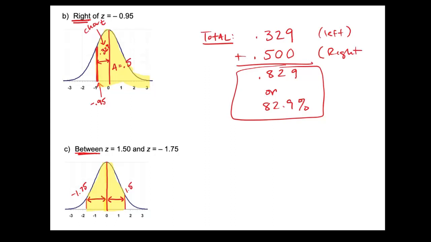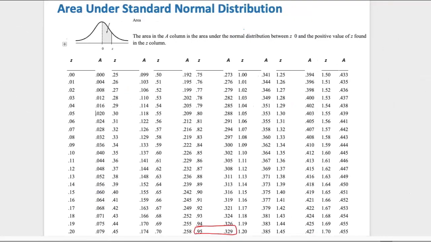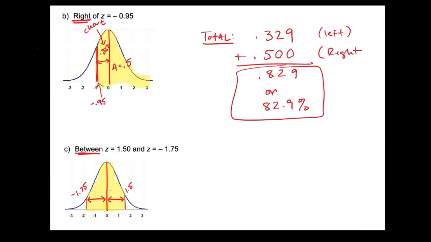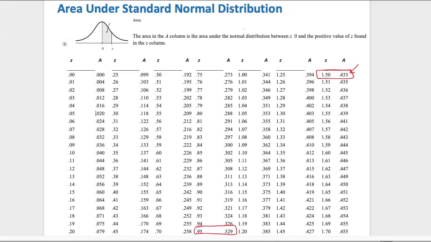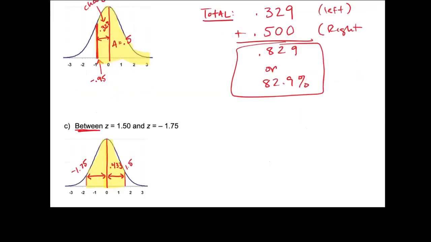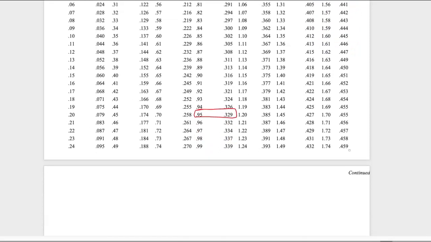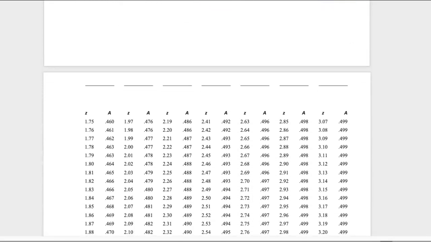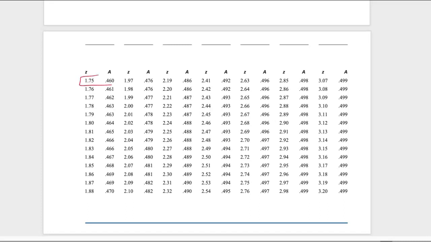So I'm going to start with 1.5. I'm going to go to my chart and look up 1.5, which looks like it's up here on the right-hand side, an area of 0.433. So I'm going to label my picture. This area is 0.433. And then I'm going to go back to my chart and look up positive 1.75 because remember they're the same as negative 1.75. I'm going to go back here and just look for 1.75. And it's over here, and the area is 0.460.